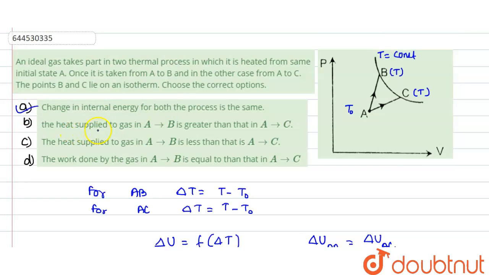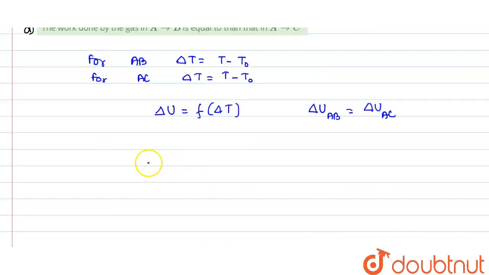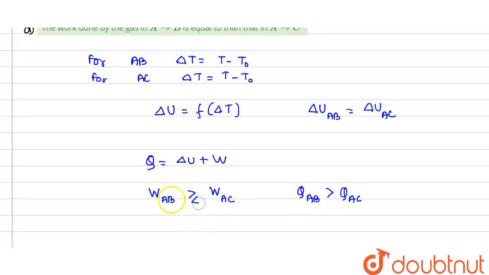Also we need to find in which process the heat supplied is greater than, less than, or equal to that of A to C. Using the first law of thermodynamics, Q equals delta U plus W. Delta U is the same for both cases. That means if the work done in AB is greater than the work done in AC, then QAB would be greater than QAC. If the work done in AB is less than in AC, then the heat would be less, and if they are both equal, then the heat transfer would be equal in AB as well as in AC.